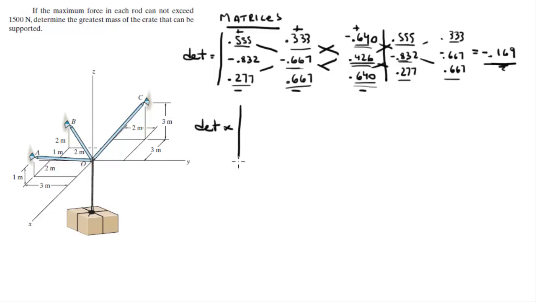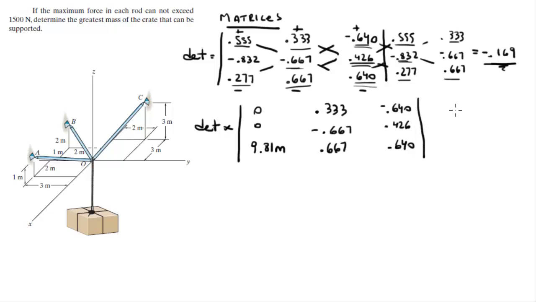The determinant of x, remember I changed the values for x, y, and c. All you gotta do is replace the first column by the coefficients on the right side of the equal sign, which are 0, 0, and 9.81 with the m in this case. Just do it with the m, trust me. And then the rest of the matrix stays the same. Negative 0.667, 0.667, and negative 0.640, 0.426, 0.640. And then you rewrite the first, second column.